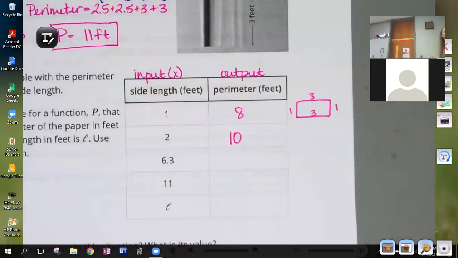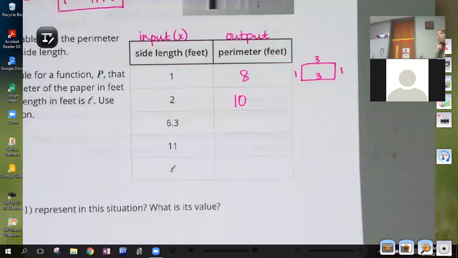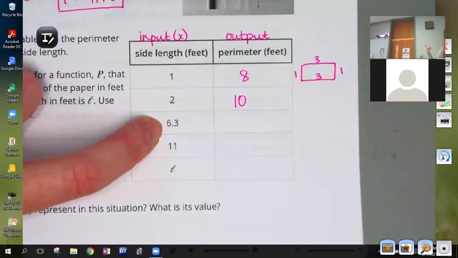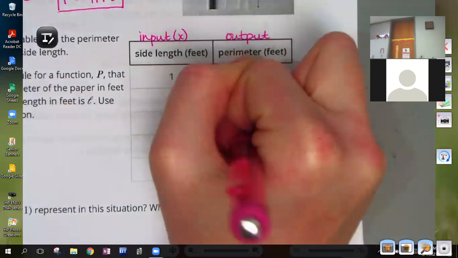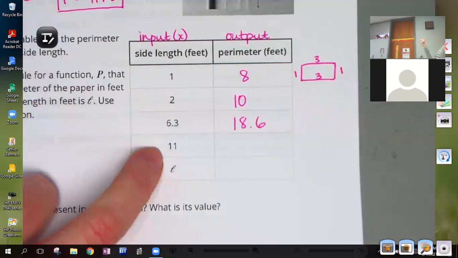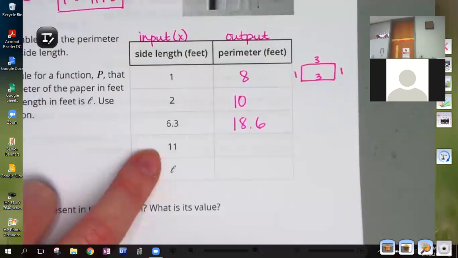Now, how are we going to do this one? We have 6.3. What are we going to do with that 6.3? Double it. So that's 12.6. And then we have to add 6, which is 18.6. Now we have 11. What are we going to do with it? Double it, so that's 22, and then we have to add 6, which is... it's a lot of thinking.